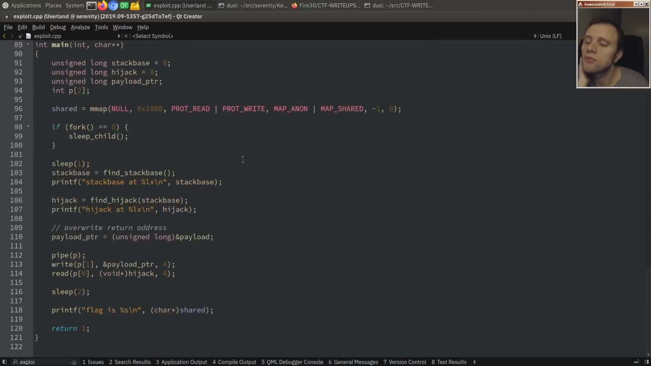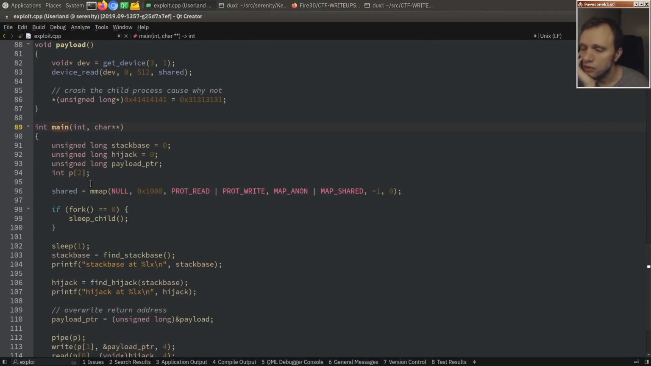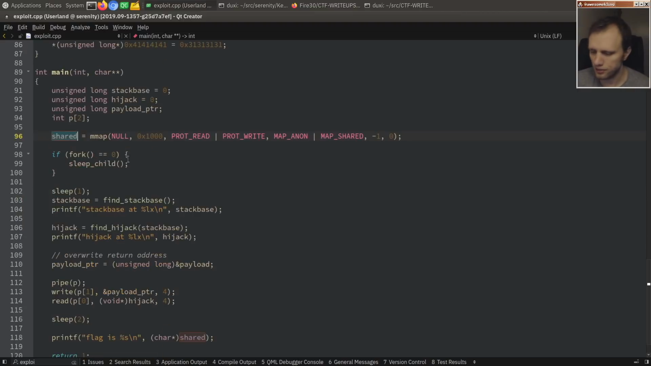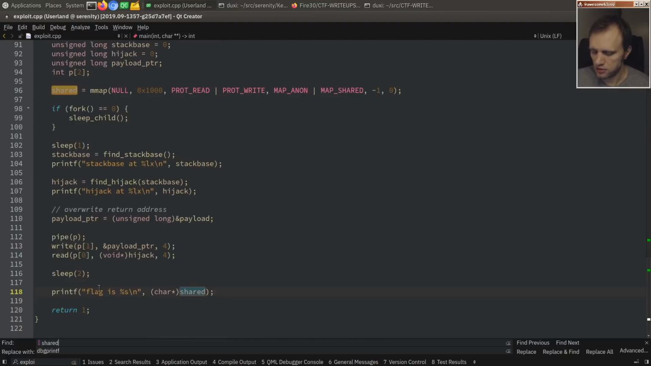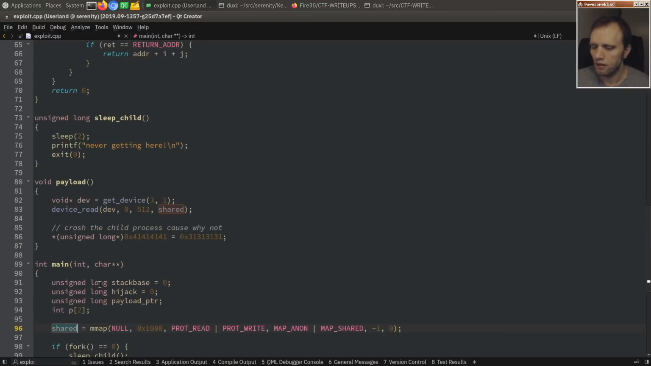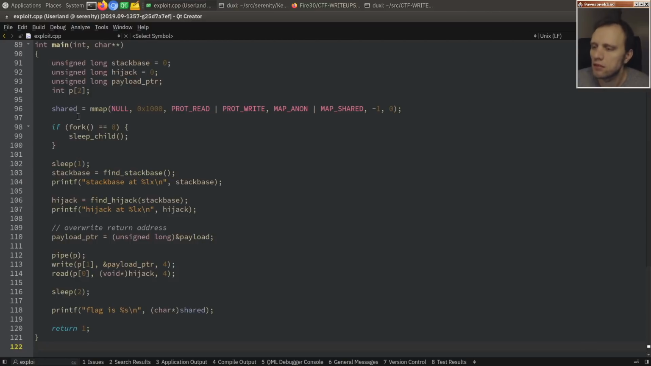Starting out here, what he does is he creates a memory mapping. It's a shared memory mapping, and then he creates a new process. So this is shared memory that's shared between the first process and its child, right? And then it uses that memory to communicate between the two, I guess. Let's see what he does with this. Oh, that's where he puts the flag. Okay, so he forks the child, and then I guess waits for the child to finish starting up.